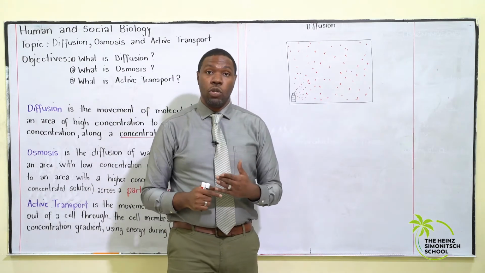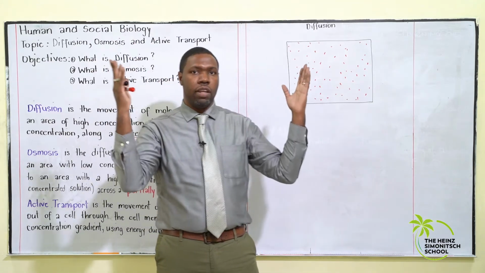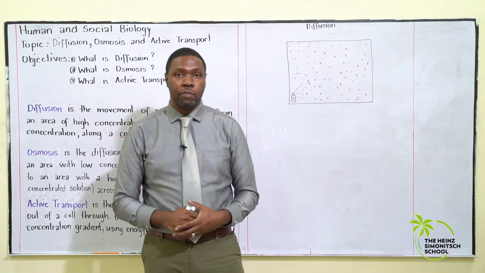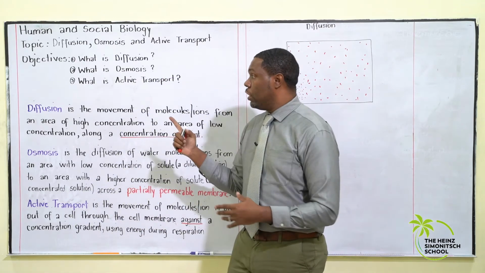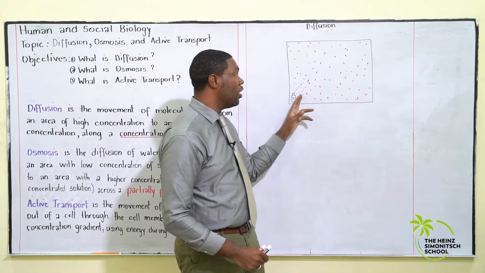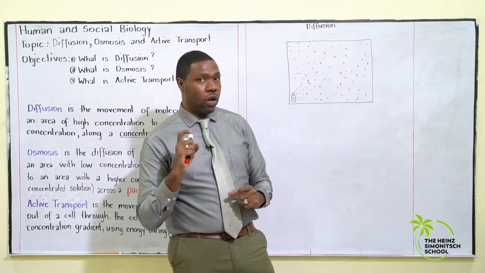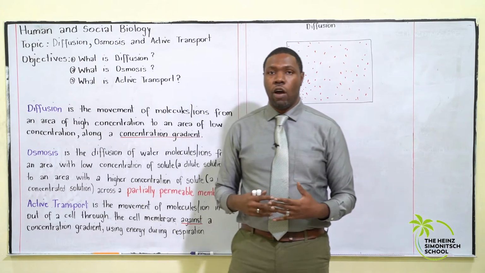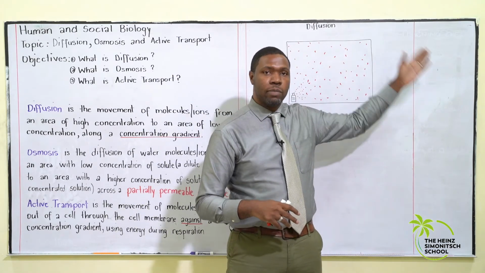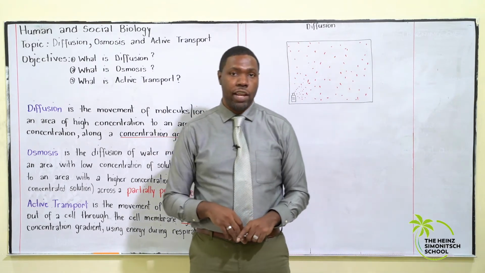Now, it's important to note that diffusion can take place in a gas, in air, or it can take place in liquid, like water. All right? So recapping, diffusion is the movement of molecules or ions from an area of high concentration, the place where you spray the cologne or perfume, to an area of low concentration, parts of the room that did not have the smell of the cologne, along a concentration gradient.